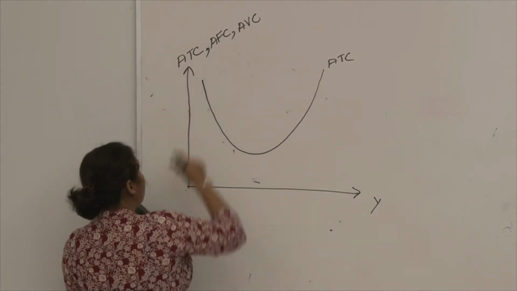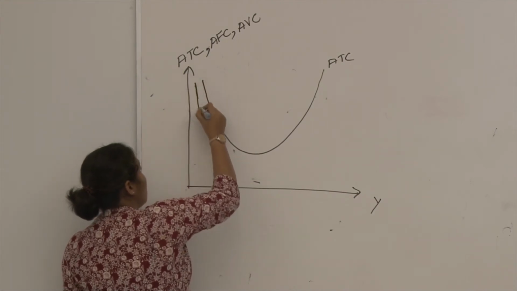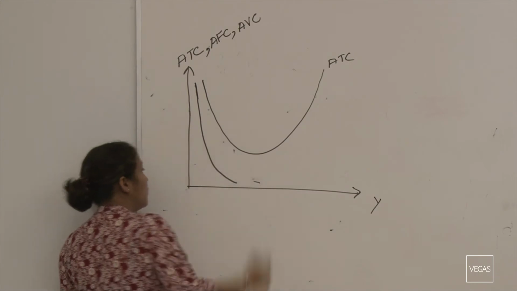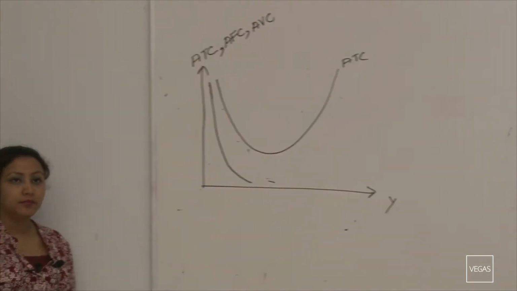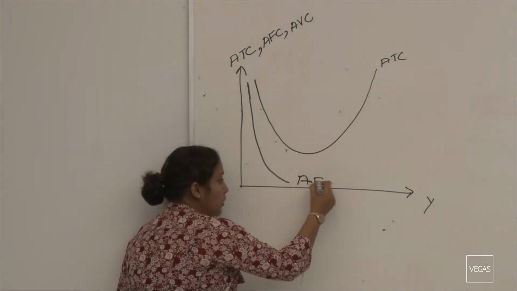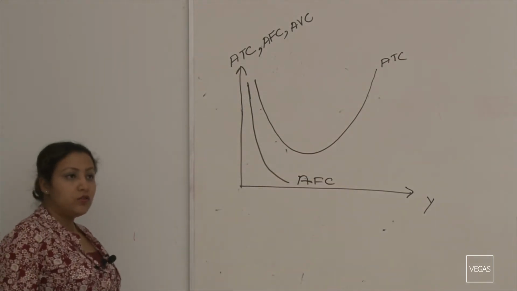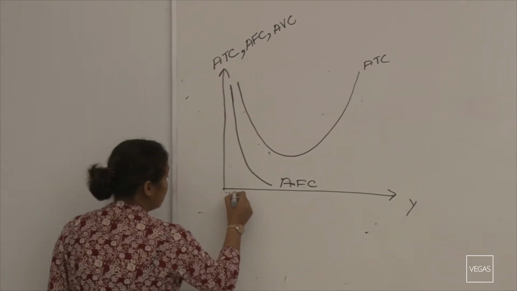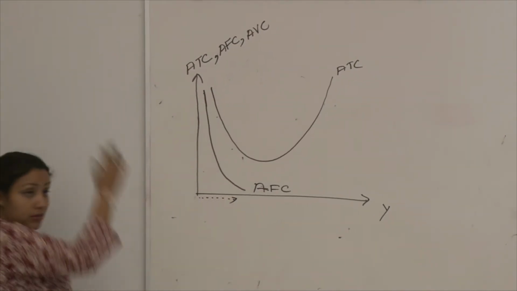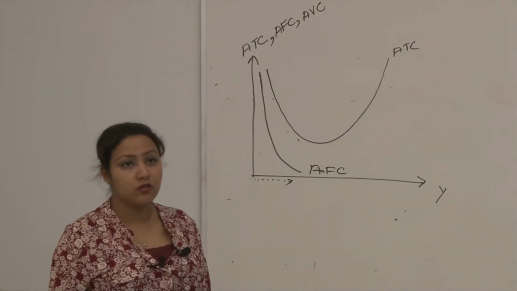Don't draw it yet, let me draw it, then draw it. I'm trying to show something. So it will be like that, isn't it? Average fixed cost, downward sloping, because of the spreading out effect. As you produce more output, the fixed cost is getting spread out, so the average fixed cost is falling.